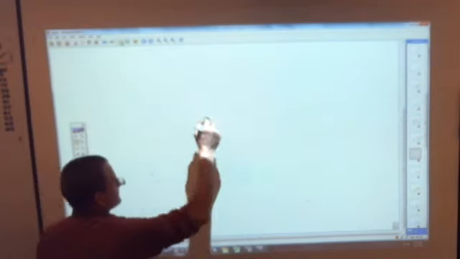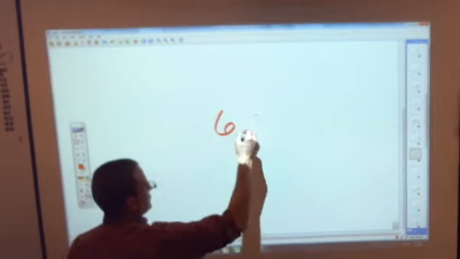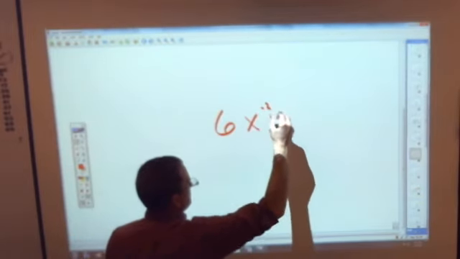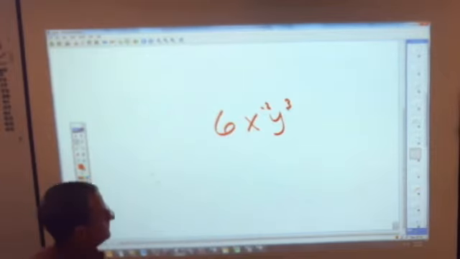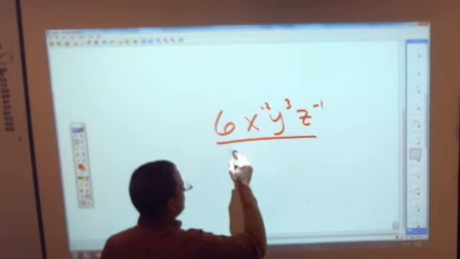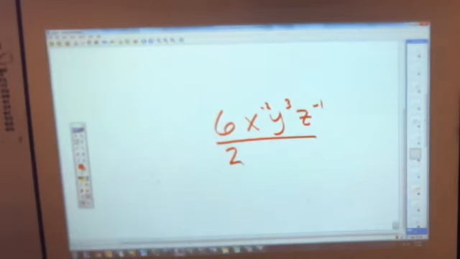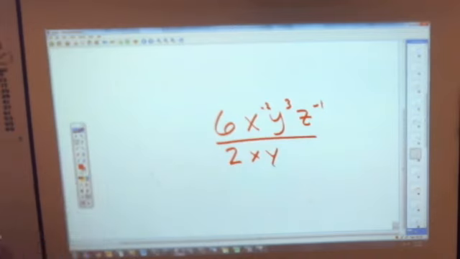Ready? 6 x negative 2, y 3, z negative 1 over 2 x, y. And I'm going to let you try to flounder through that on your own and see if you get anything remotely close to what the answer is.